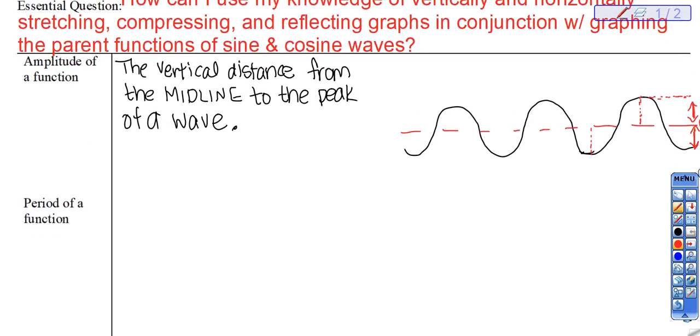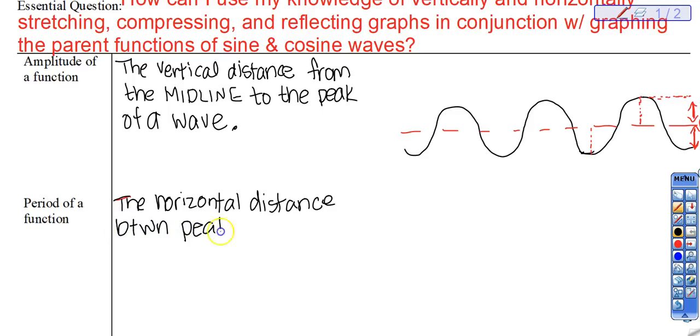Okay, period of a function. So a period of a function is the horizontal distance between peaks, or one wavelength, or one cycle of a wavelength. So from peak to peak.